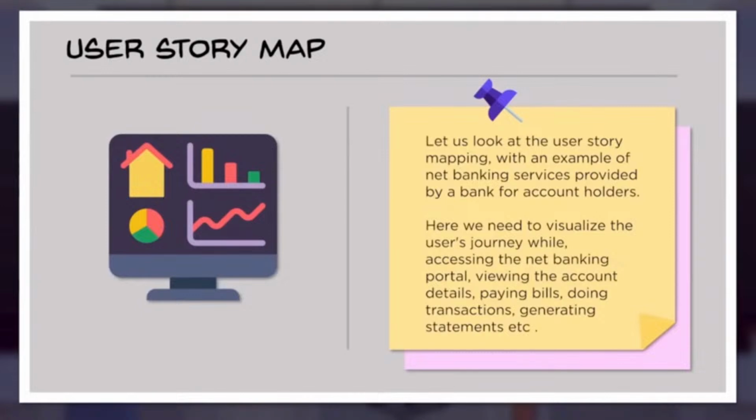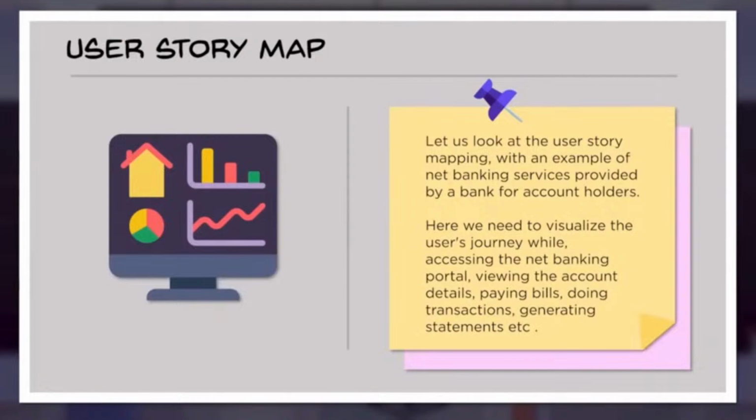So now let us look at a user story mapping with an example of, let me say, net banking services provided by a bank for account holders. When I say net banking service, it is quite obvious it also has to be provided through a product which a banking application would use. But here we need to visualize the user's journey while accessing the net banking portal, viewing the account details, paying bills like utility bills, doing a lot of transactions within that particular portal, net banking access the moment they do, like generating statements or transferring money to one of the beneficiaries, etc.